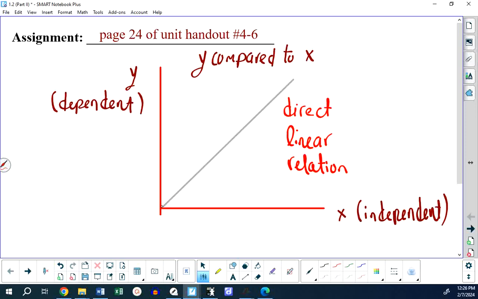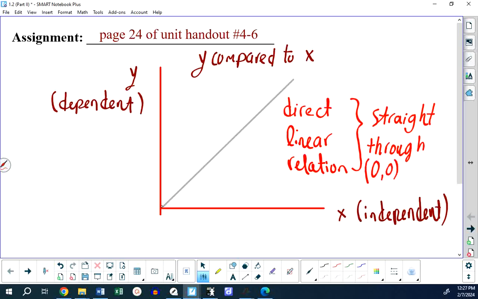Do you know, Aaliyah? Goes through the origin. Those are your two boxes that have to be checked. In order for it to be a direct linear relation, it has to be straight, and it has to be through the origin. I guess I could have written the word origin, but the origin is 0, 0. That's what makes it a direct linear relation.